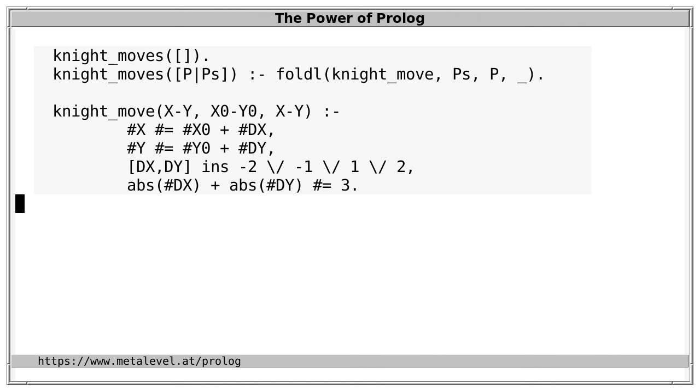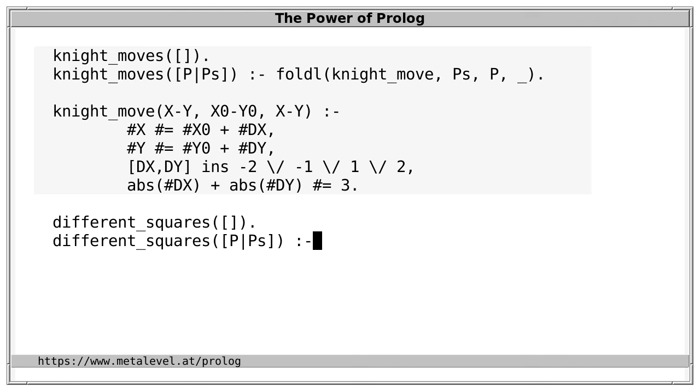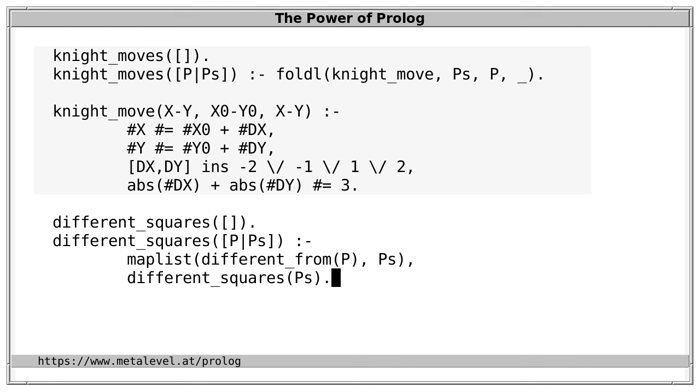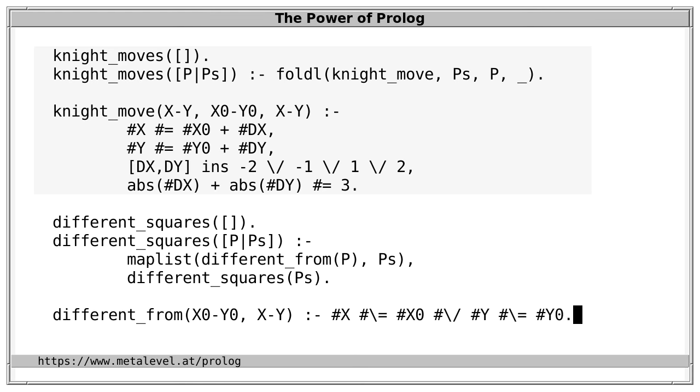So what we need here is another constraint, say different_squares. And this relation shall hold for the empty list, because all squares in it are different, and also for a list with at least one element P, a coordinate pair, and possibly remaining pairs Ps, if P is different from all elements in Ps and Ps are different squares. Now, when are two coordinate pairs different? Well, if their x components are different or their y components are different, right? And that's it. We now have everything we need to describe a knight's tour.